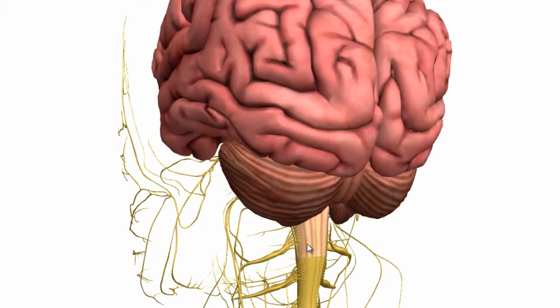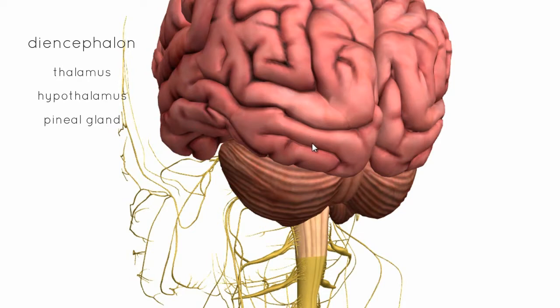So the next part of the brain that we need to talk about is called the diencephalon, and this is the part of the brain that sits on top of the midbrain, and it consists of the thalamus, the hypothalamus, and the pineal body, or the pineal gland, which it is also called.